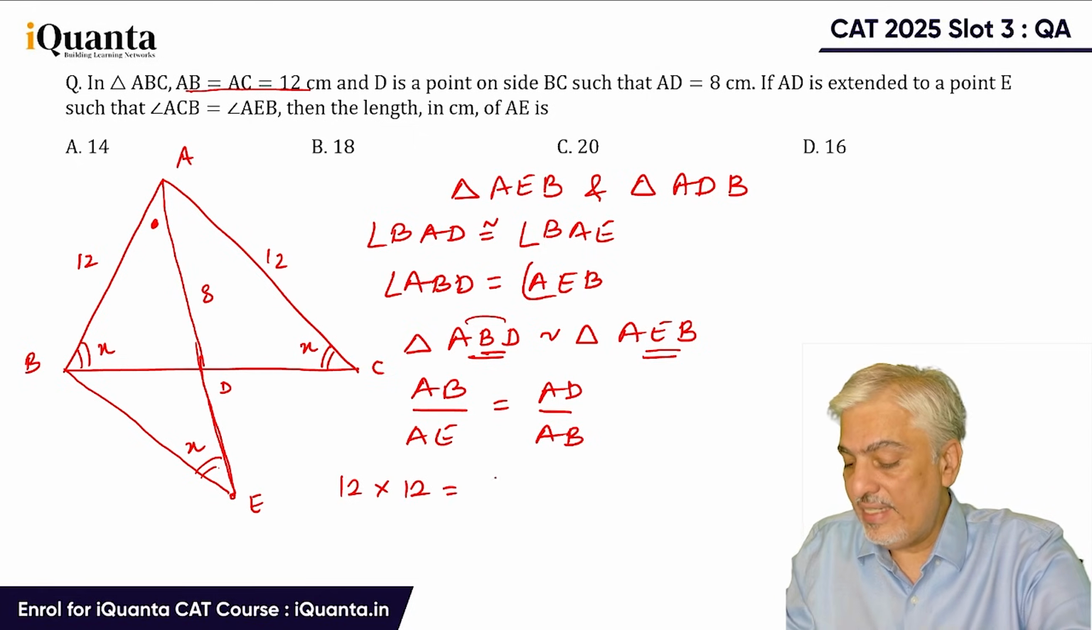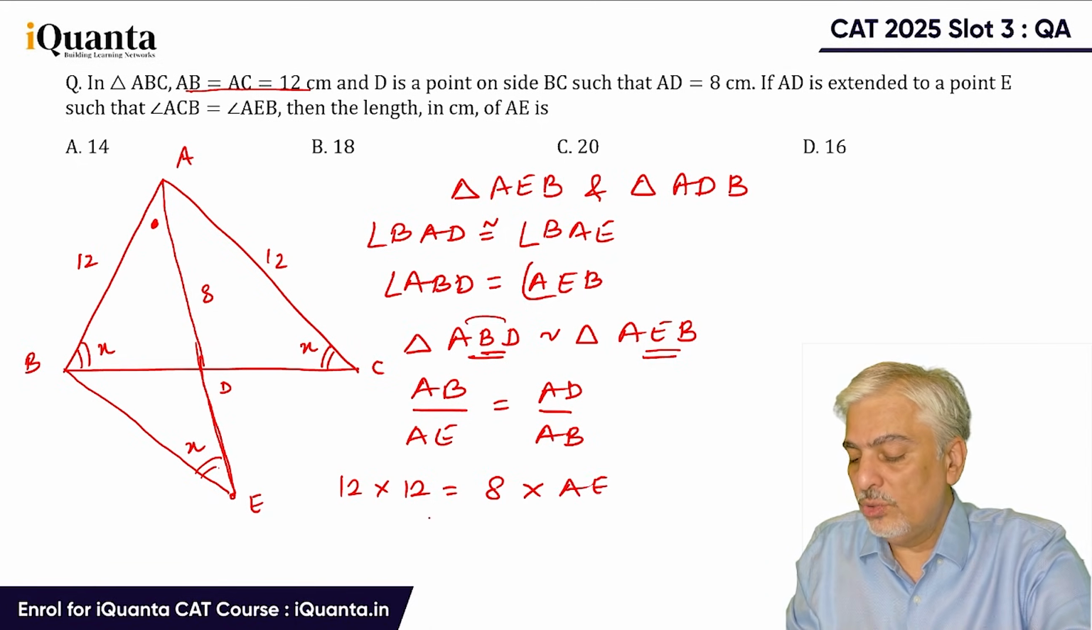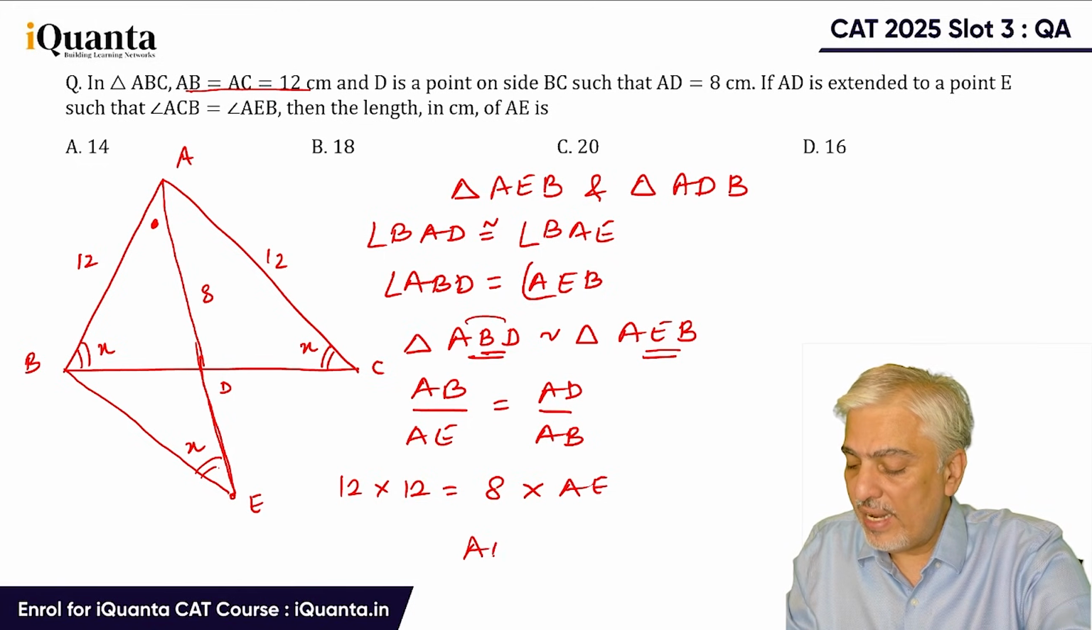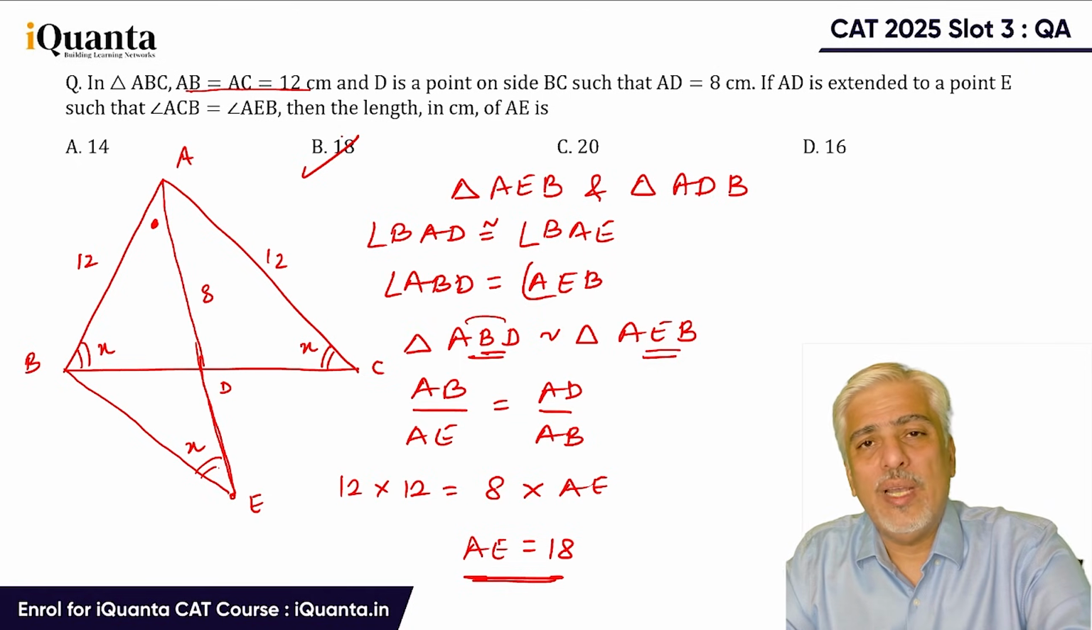AD is 8, 8 into AE. So 144 divided by 8 will become 18, I think. So yeah, AE will become 18. And that's my answer.